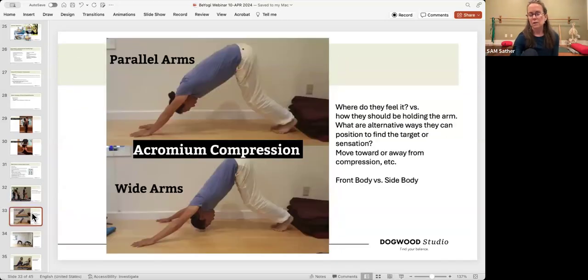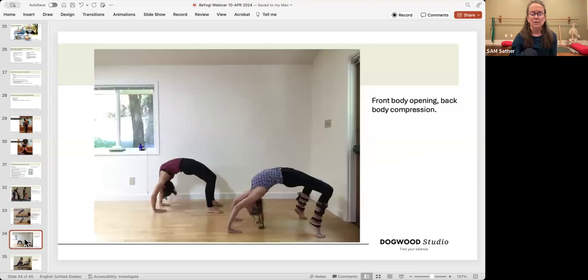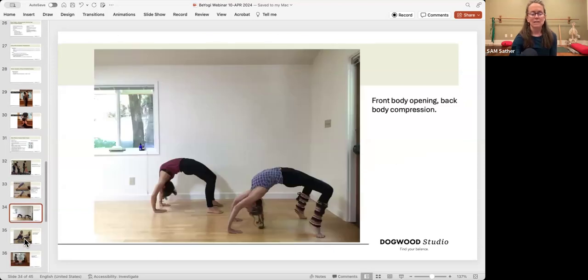Where their hands go in downward facing dog, should they be parallel or wide? Look what happens when he goes wide. He can come to neutral spine. Right here, he's coming into flexion. So for osteoporosis, I would much rather have someone, maybe not as wide as him, we're all different, but come here.